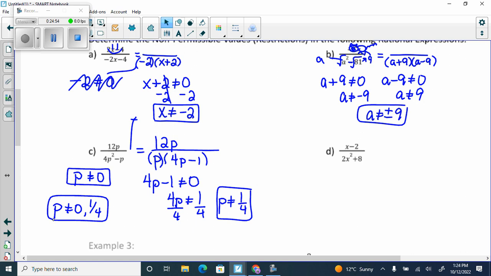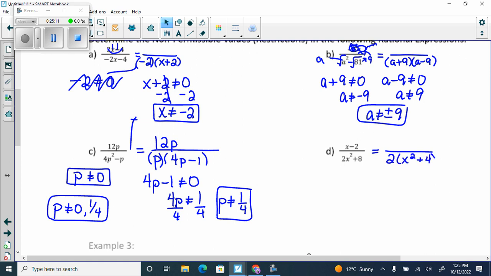Now if I look at D, D is a trick. Most of you will not have this right. D has a trick. I see this and I say, okay, I can take a 2 out. The top just stays the same, I don't really care about that. I can take a 2 out of the bottom, and I'm left with x squared plus 4.